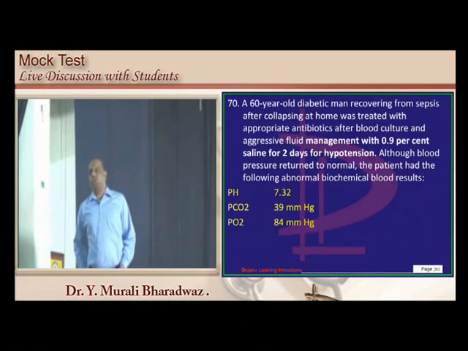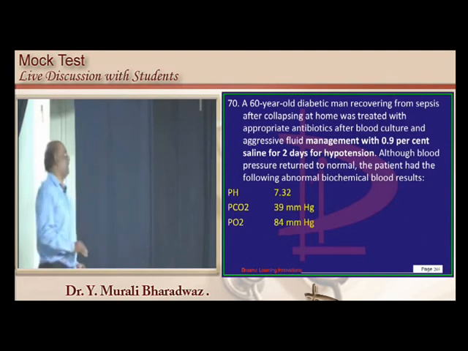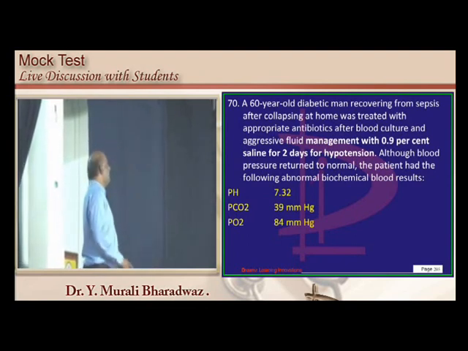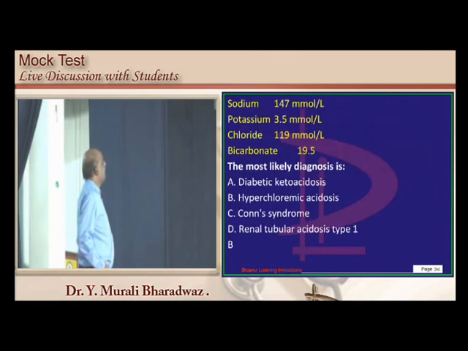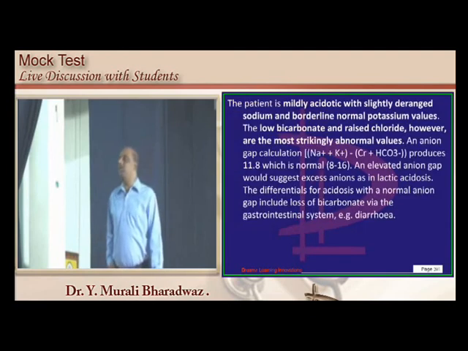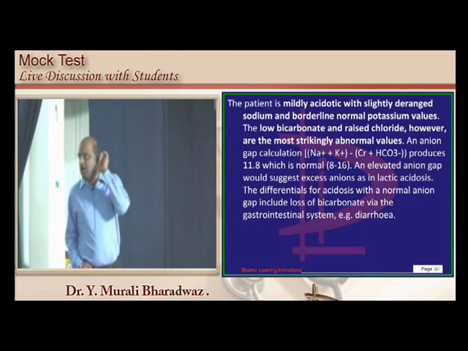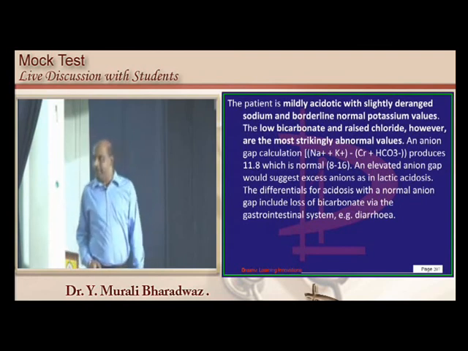Now a 60-year-old receiving 0.9% saline for 2 days for hypotension now develops acidosis with chloride of 119, sodium potassium 147, 3.5. Then what are the most likely diagnosis in his given case? You all know very well, anybody who had been treated with normal saline pushing a lot of chloride will develop a normal anion gap metabolic acidosis.